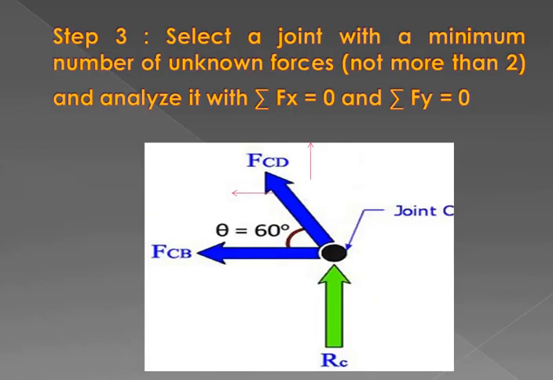Coming to step 3, we have to select a joint such that there will be a minimum number of unknown forces so that it is easy to analyze. After selecting a joint, we have to resolve the inclined member forces along the horizontal and vertical directions, and use these basic principles of sigma Fx equals 0 and sigma Fy equals 0 to solve the forces in the members.